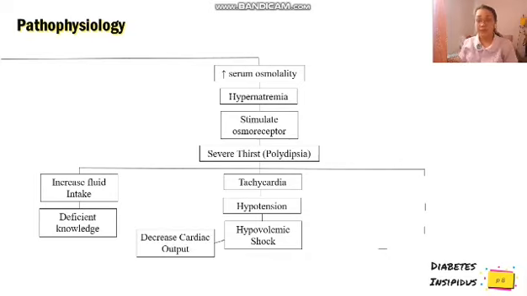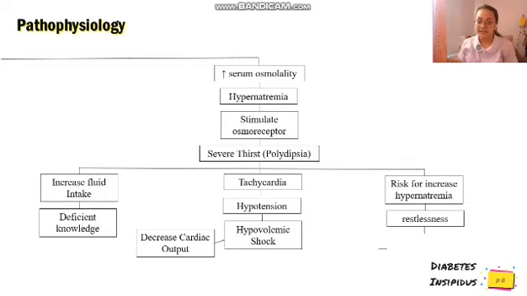And lastly, because of polydipsia, the patient will have a risk of increased hypernatremia if dehydration continues. That may cause the body to feel restless and have decreased reflexes, and can in turn provoke seizures.